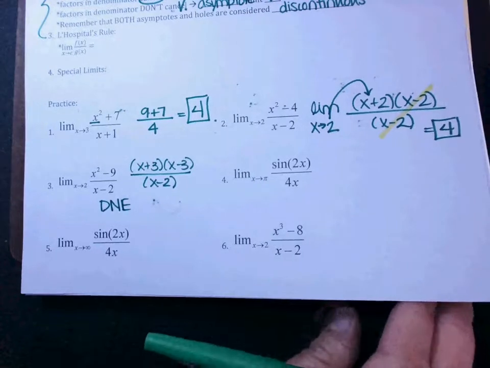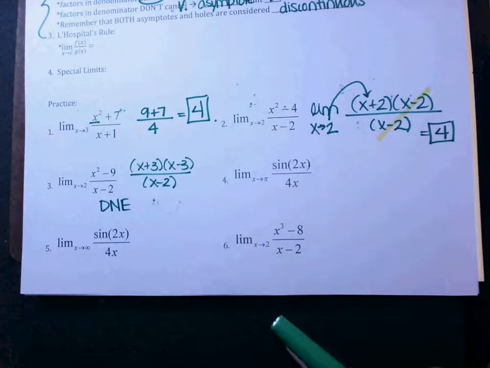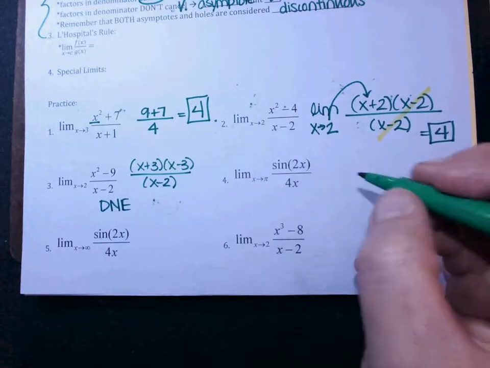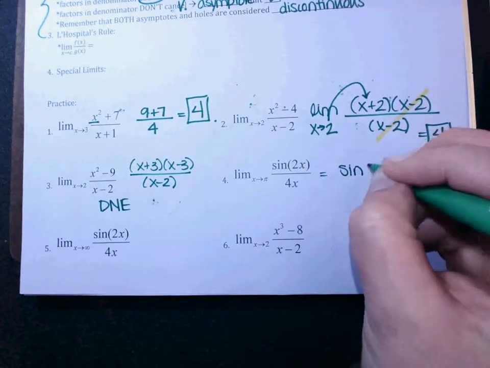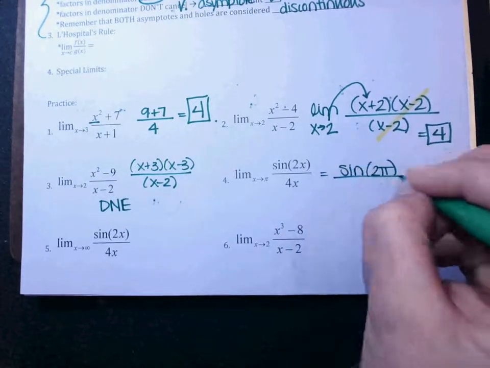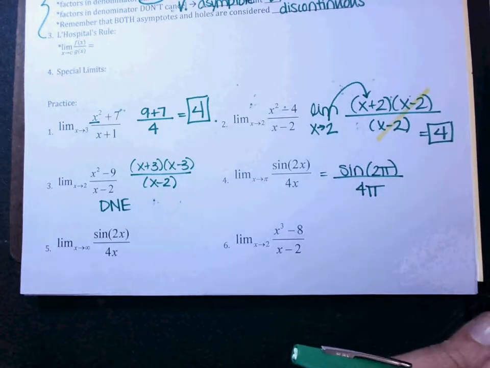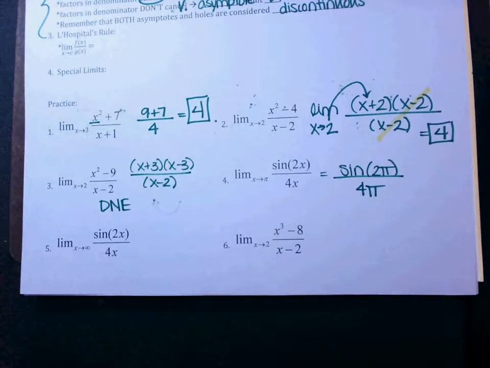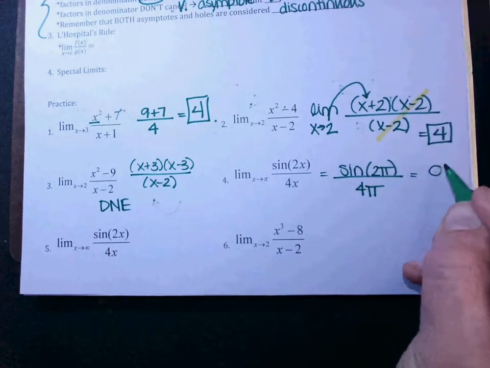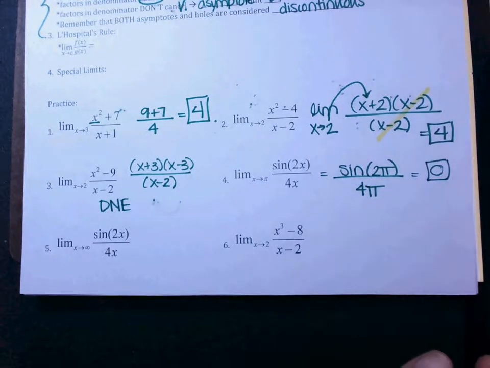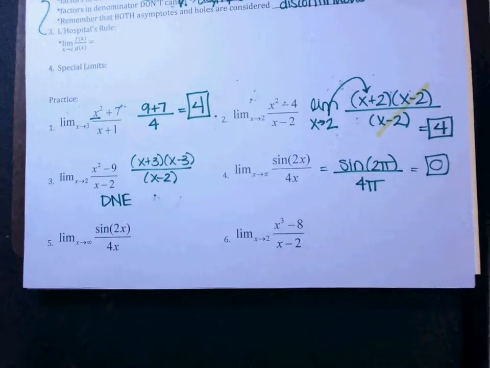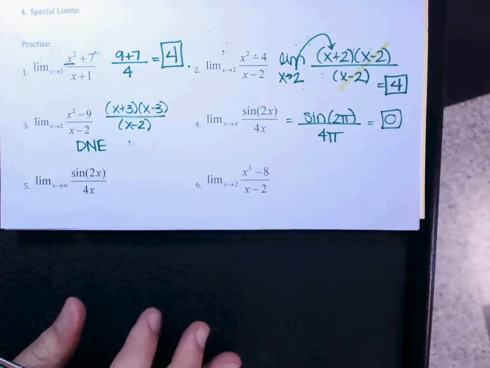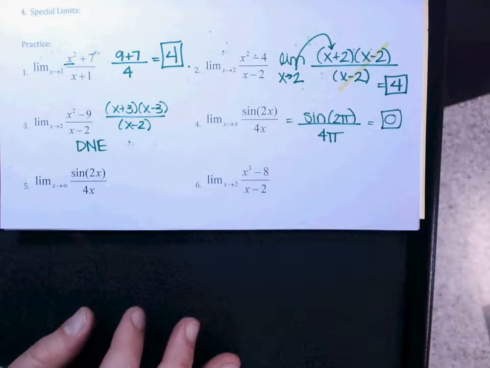Next one, look at it. We want to plug in pi. Can I plug in pi on the bottom? Yeah. I'd have the sine of 2 pi over 4 pi. Which angle is 2 pi the same as? 0. And what's the sine of 0? 0. So remember, it's okay for you to get 0 on the top. Where you can't get 0 is on the bottom, that you have to try to fix. Okay? Next one. Actually, the next 2 we're going to need to do L'Hopital's rule.